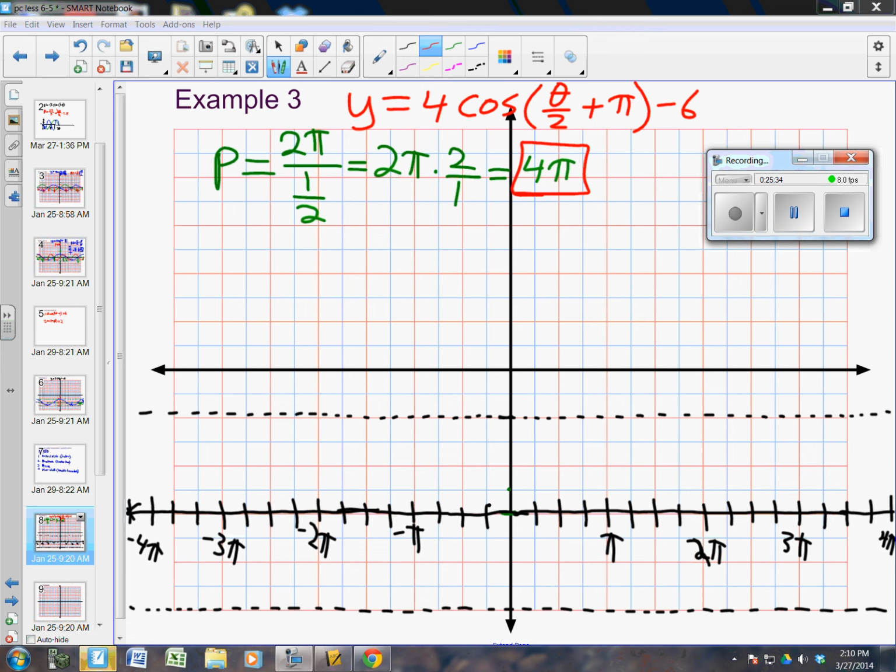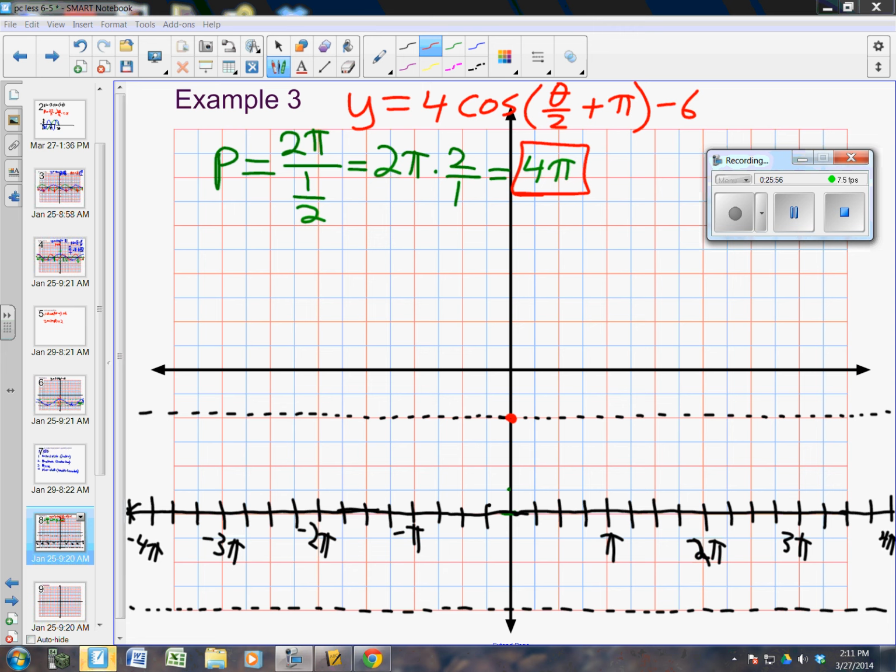So where would I start from, you guys? Where would I start this graph from? What point? It's a cosine function. Forget about the phase shift right now. Where would I start it from? Would I start it at -2? Why are you saying -2? Oh, yeah, -2. I forgot we'd shifted it down.